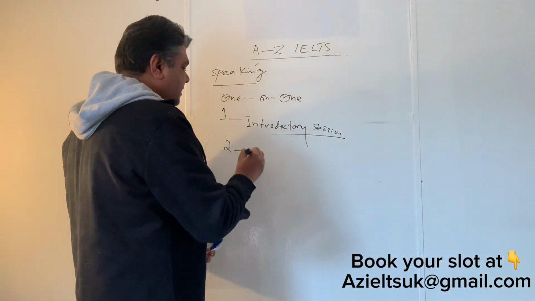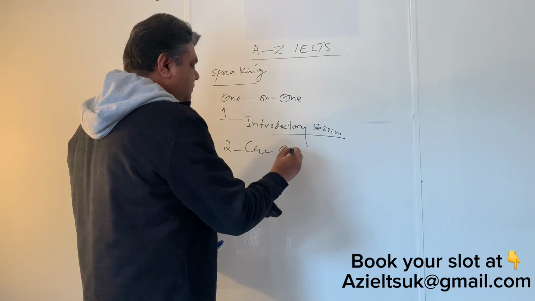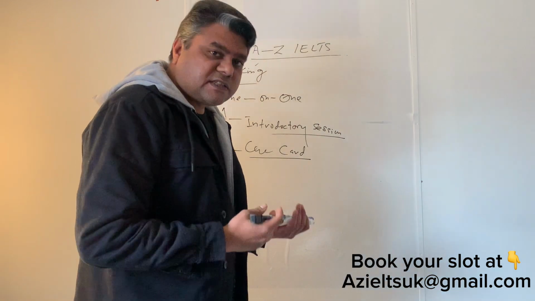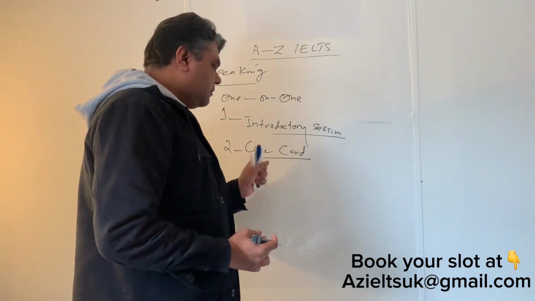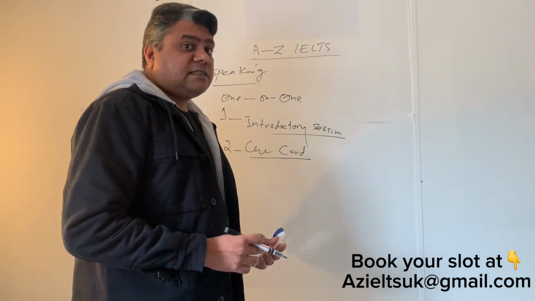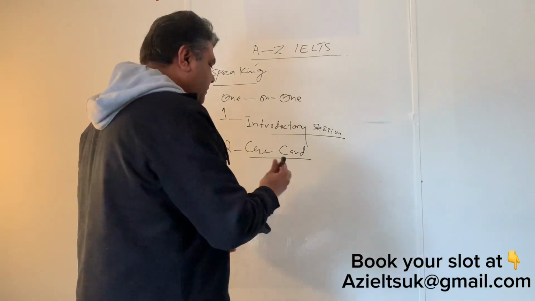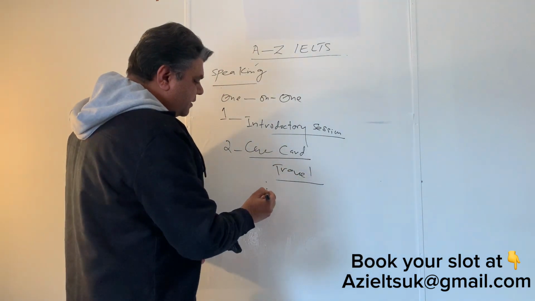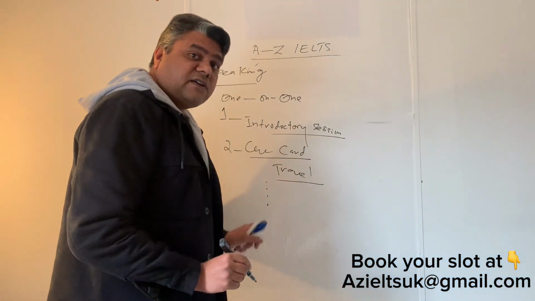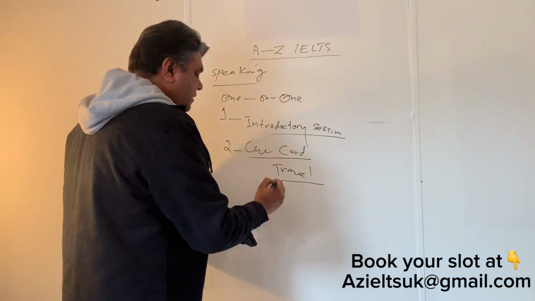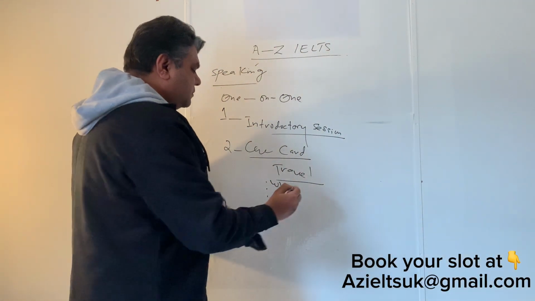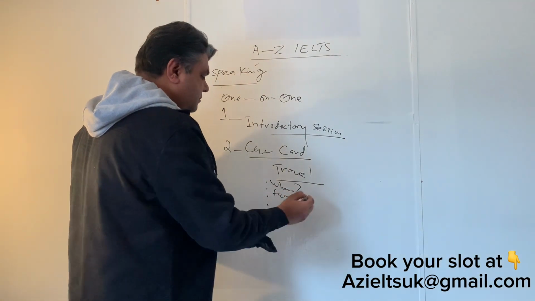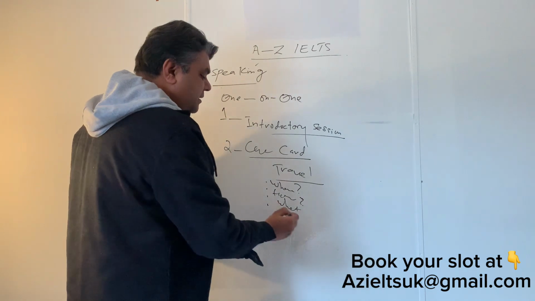The second part is called a cue card. What happens in this session? It lasts for 3 minutes maximum, and you will be given a card. On the card, there will be written a topic. For example, travel. And you will be given 3 or 4 underlying points. For example, where did you go for traveling, and how was that? What happened there, and so on.